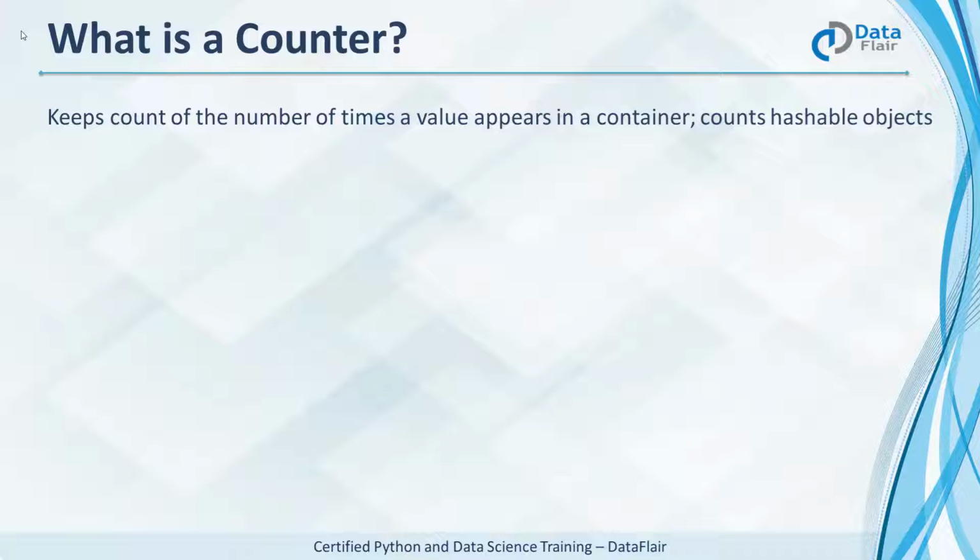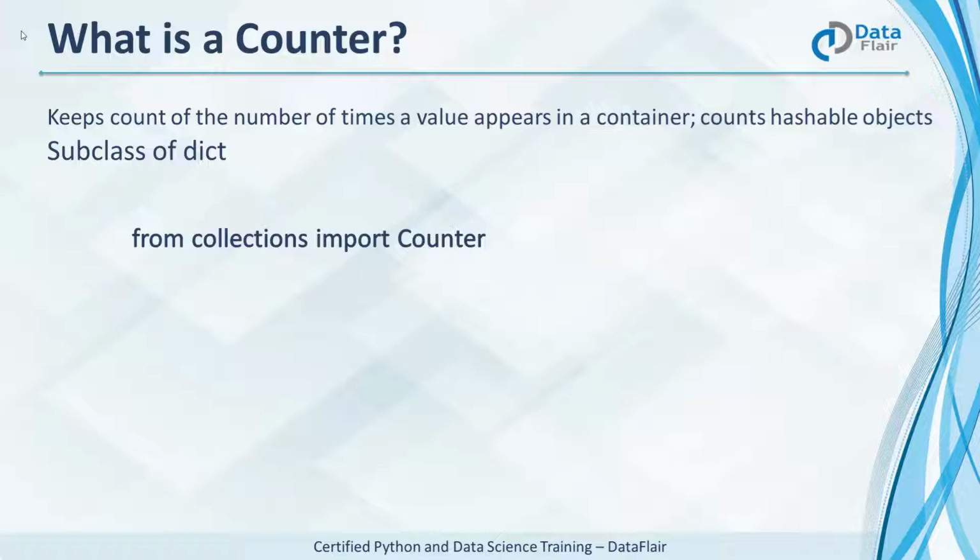A counter keeps track of the number of times a value appears in a container. Such a value is a hashable object. Such an object has a hash value that does not change during its lifetime and can be compared to other objects. This is a subclass of the class dict. Let's import it from the collections module.